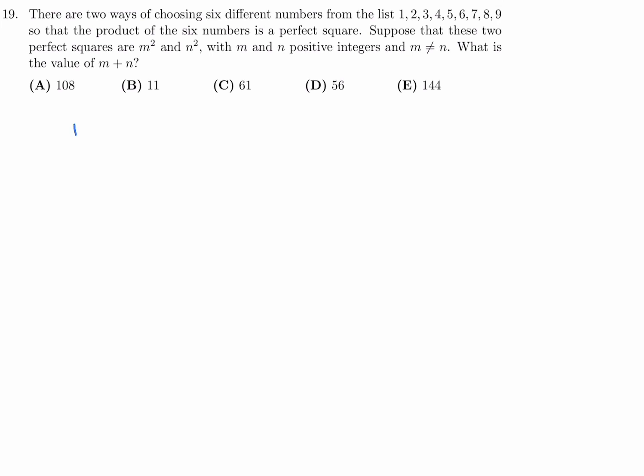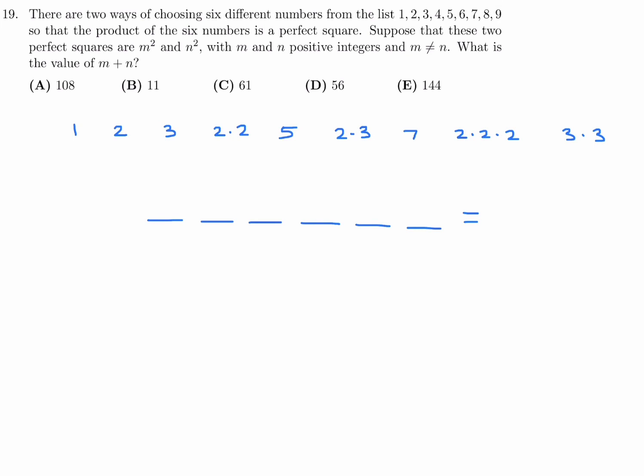Let's break up each of those numbers into its prime factors. So instead of 4, I write 2 times 2. Instead of 6, I write 2 times 3. 8 is 2 times 2 times 2, and then 9 is 3 times 3. So we have to choose 6 numbers, and in the end, that's got to be a perfect square. Okay, so this is going to be a little bit of experimentation here.